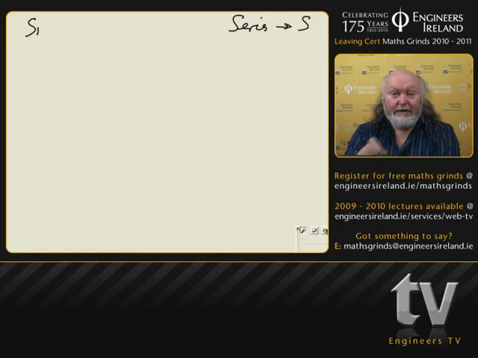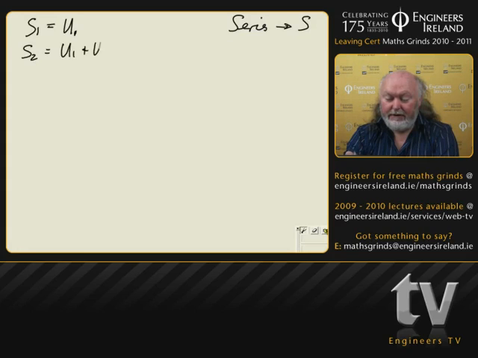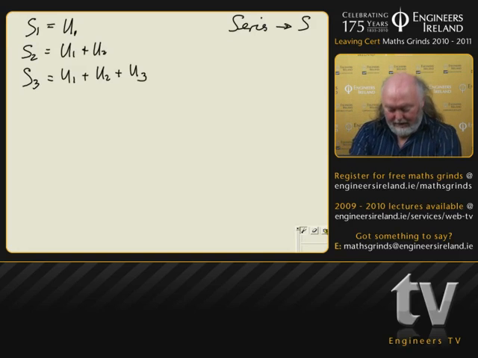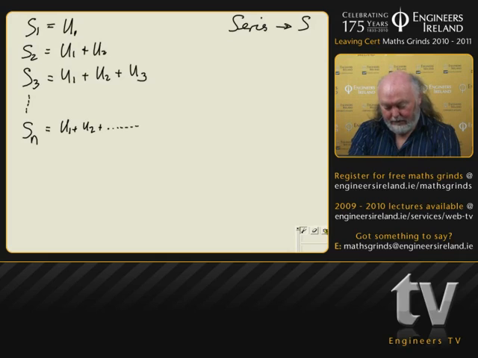Now S1, this is summing up a series. Well, it's equal to the first term, isn't it? The sum of the first two is obviously equal to the first one plus the second one. Now don't worry, I'm not going to give you too many of these, because it becomes very obvious what we're up to here. So we're saying the sum of the first n terms, Sn, is going to be equal to u1 plus u2 plus all the way up as far as the nth term, un.